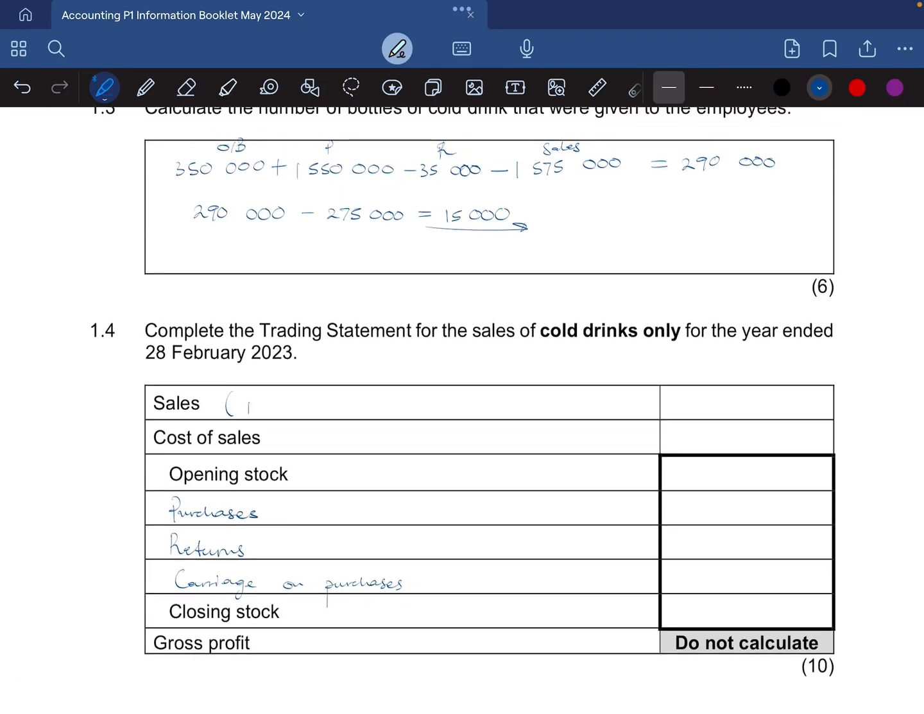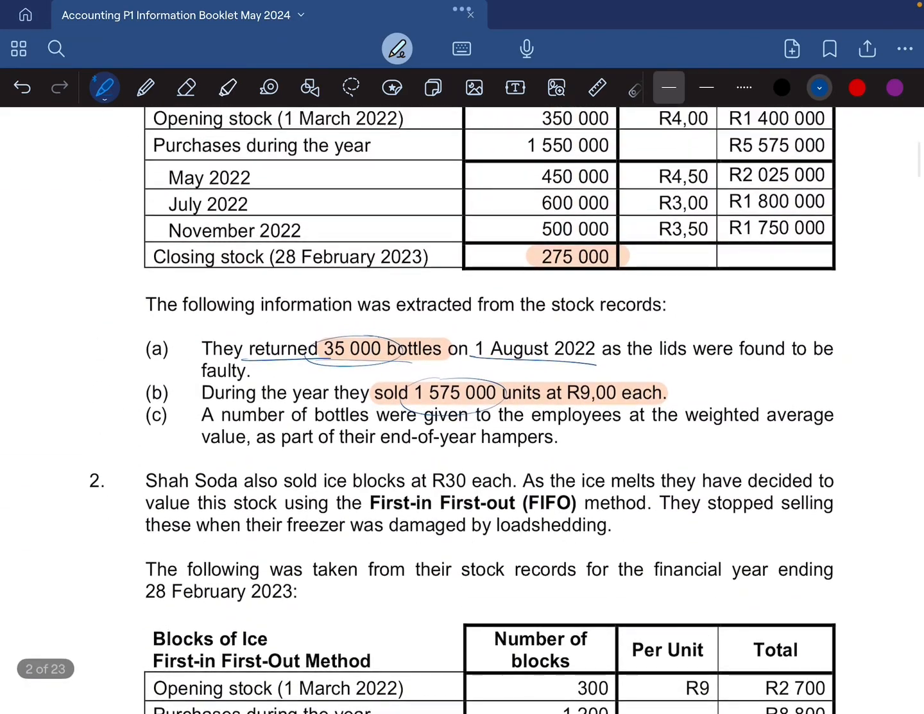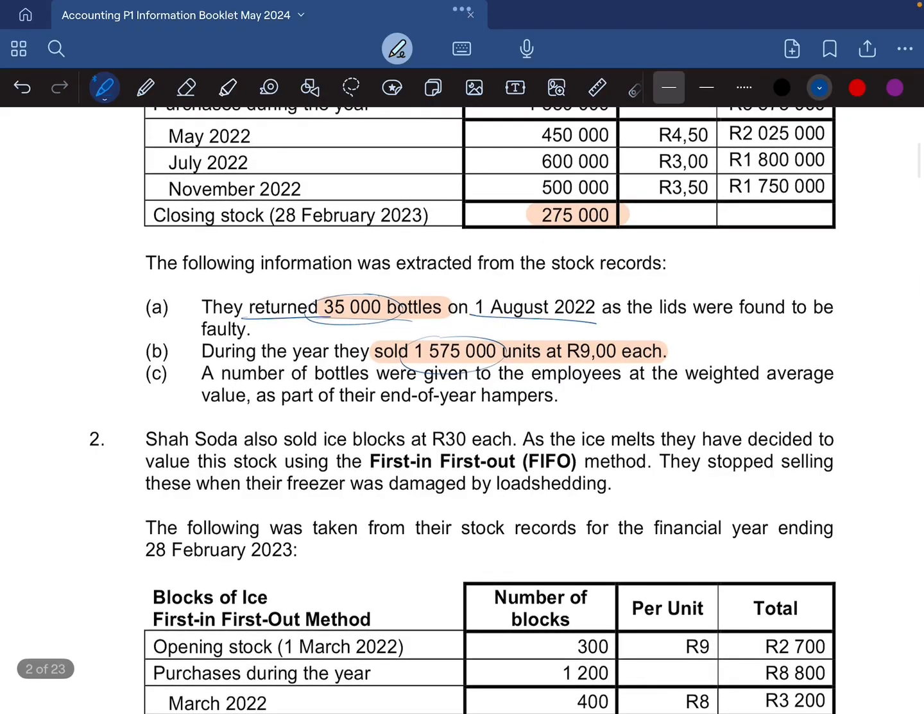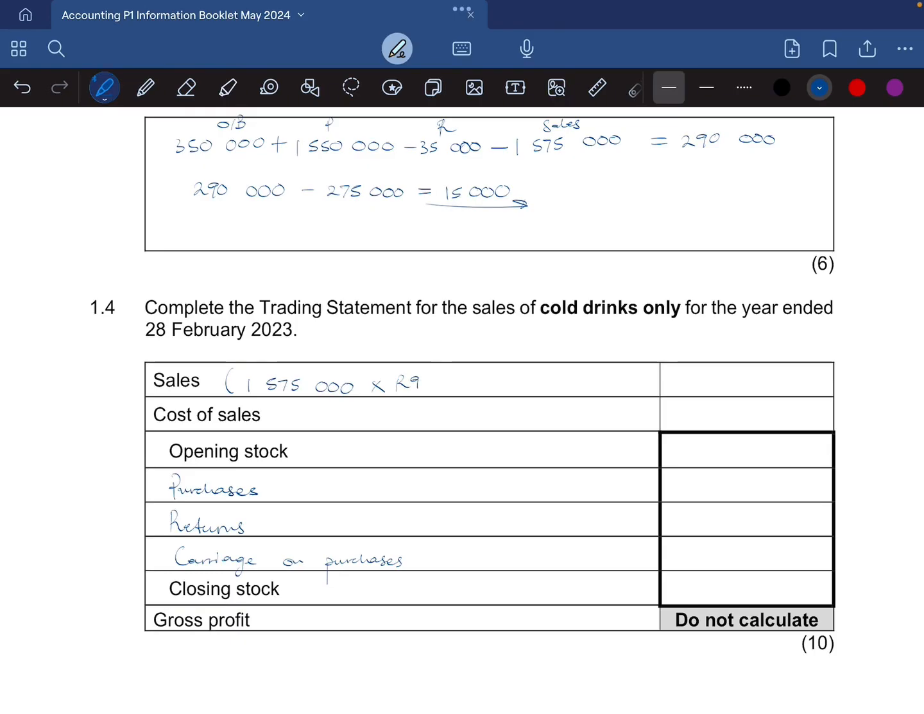So we've just talked about the sales: we sold 1,575,000, and then each unit was sold at an amount of 9 rand each. Okay, so we're going to have 9 there. So that's 1,575,000 times 9, which is 14,175,000. Okay, let's do that.